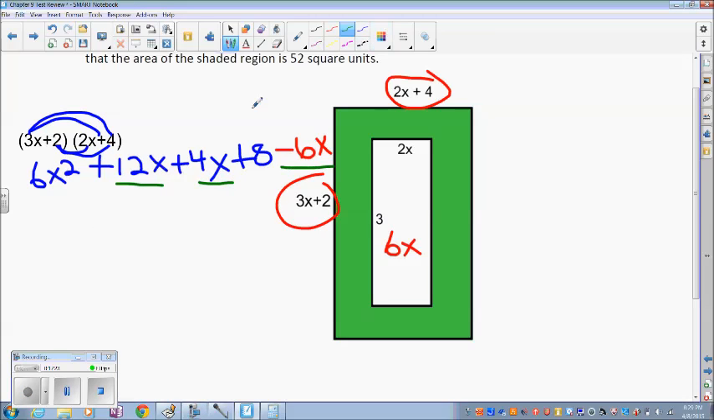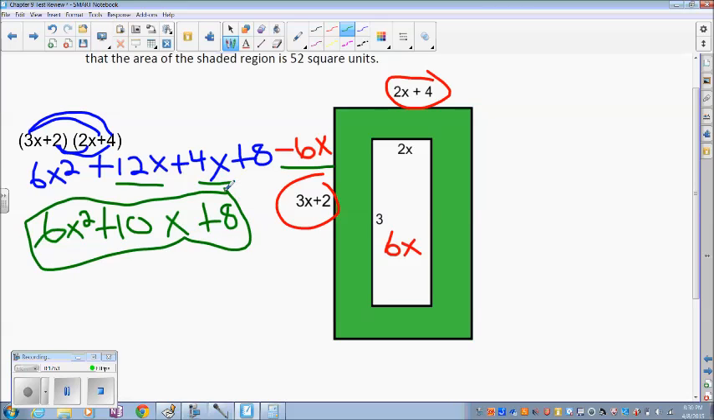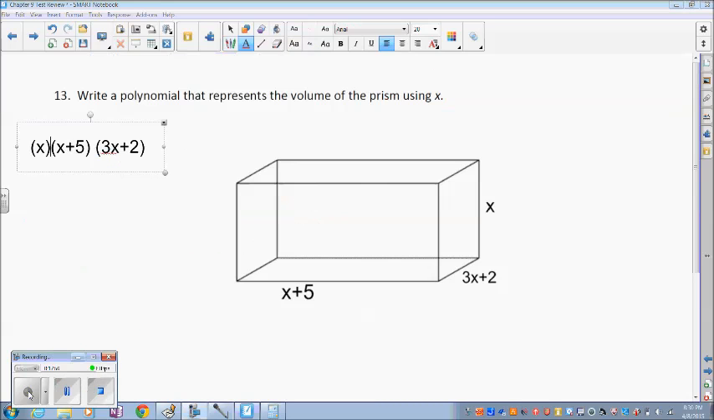Now let's combine our like terms. We've got 6x squared here, we got 12x, 4x, and a minus 6x. So the 6x squared doesn't combine with anything. 12x plus 4x is 16x, minus 6x is 10x. And those are all taken care of. Now we just have the plus 8. And if you get to that, you are good. You'll be able to find your answer.